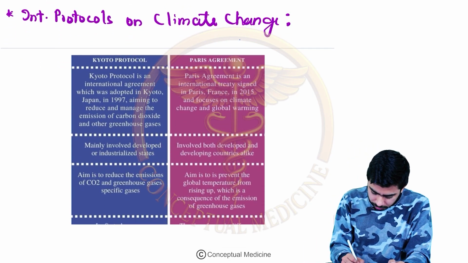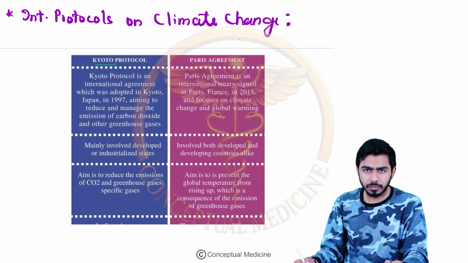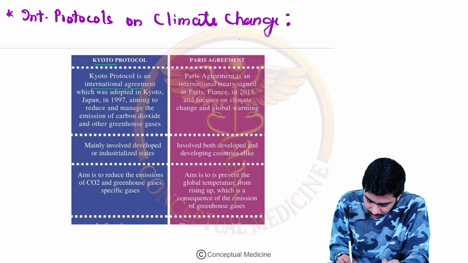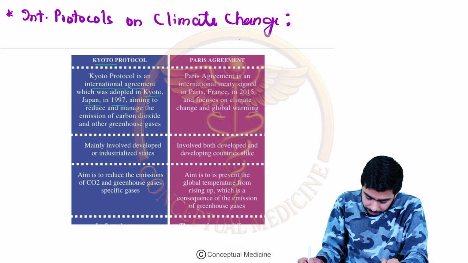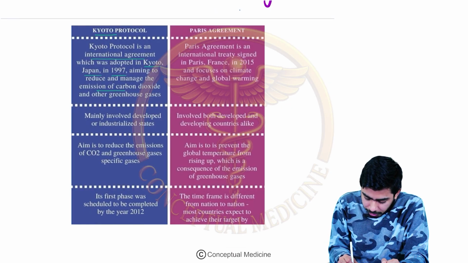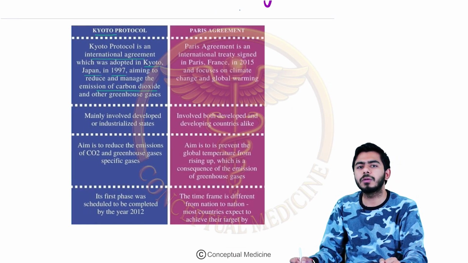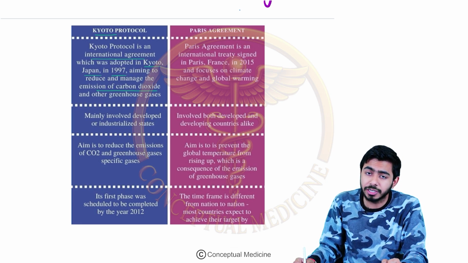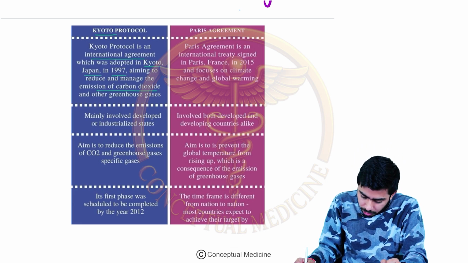So Kyoto Protocol, guys, as I said, it is coming from Japan. It is a city over there. So Kyoto Protocol is an international agreement which was adopted in Kyoto, Japan, in 1997, sorry. So here they were talking about the emission of carbon dioxide, because carbon dioxide is a very important part of the greenhouse gases. I told you this is a major greenhouse gas, right? And is it natural or non-natural? It is a natural greenhouse gas, right?